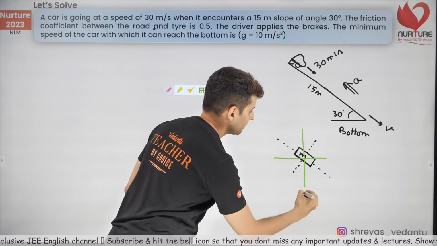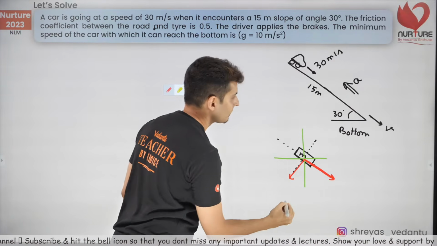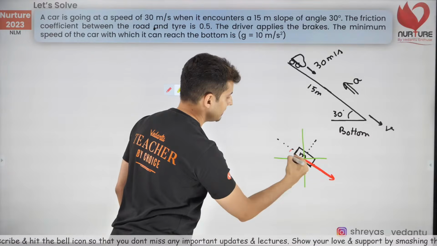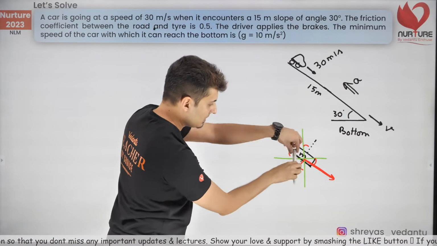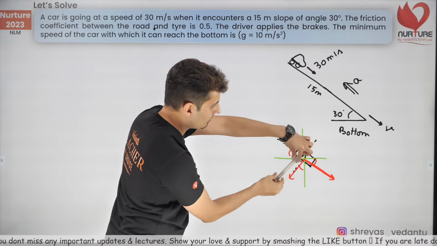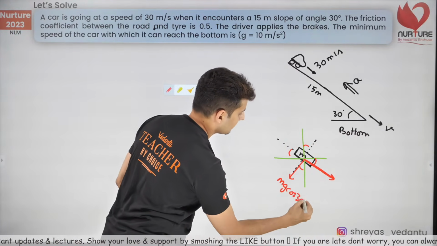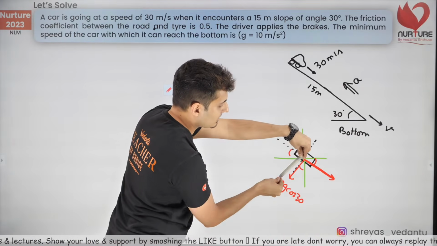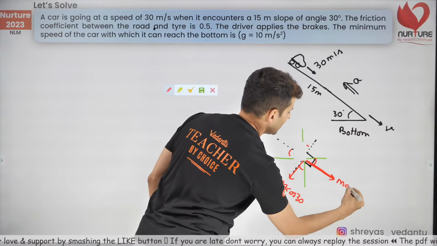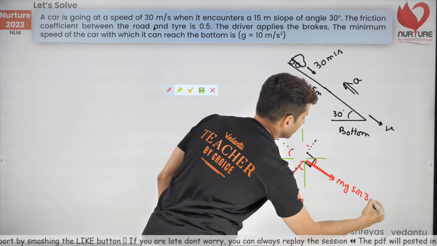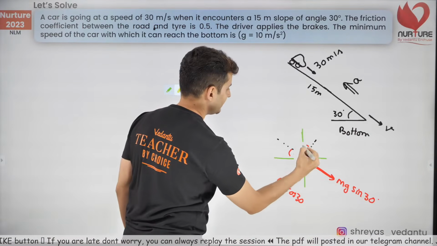First is mg, but that mg will have two components, one here and one there. If this is 30, this is 30, this is 30, this is 30, this is 30. So if mg is down, this component will be mg cos 30. And if this is mg cos, naturally that will be mg sin 30. Okay, cool. Now what do we do next?